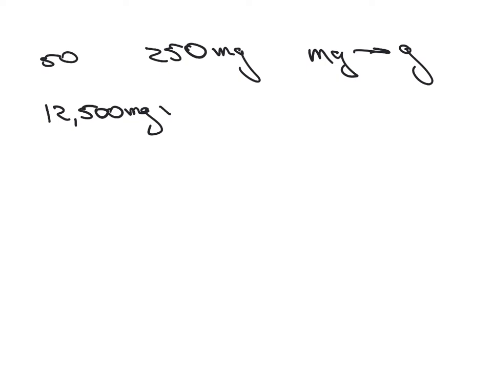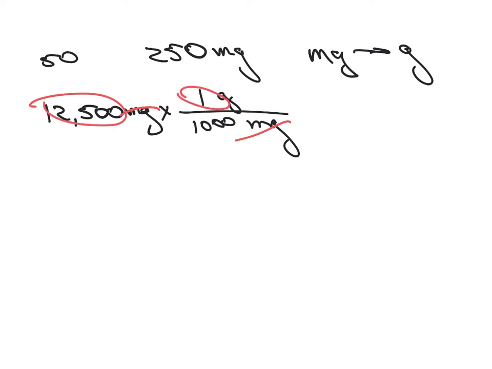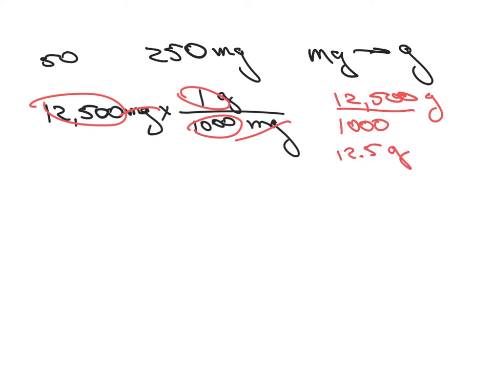And now I'm just changing milligrams to grams. So the conversion is 1 gram to 1,000 milligrams. These cancel. I multiply 12,500 times 1, divided by 1,000. So that tells me there are 12.5 grams in the entire bottle. And that's all you have to do for that.